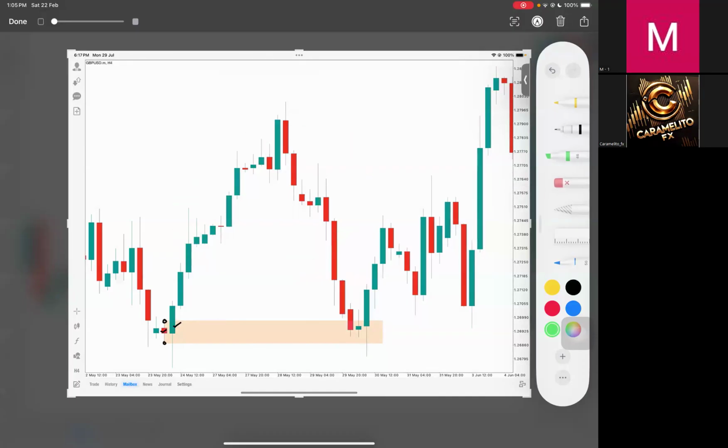The more sideways the price goes, the further it can go. Like that, that's the concept. Okay, so now this is a structure for buy.